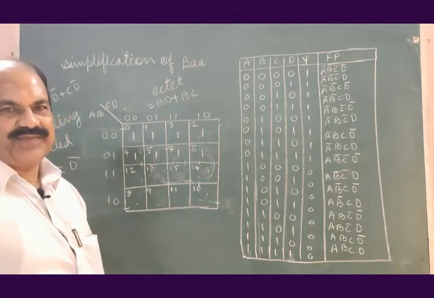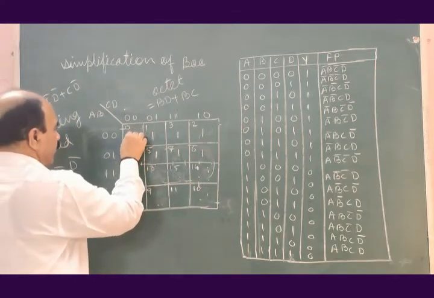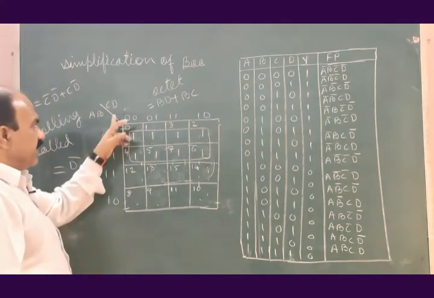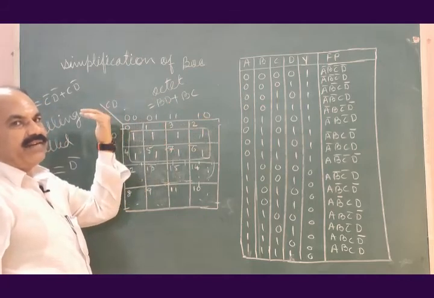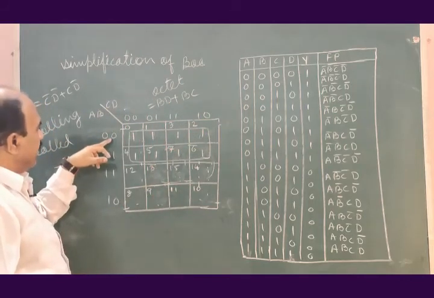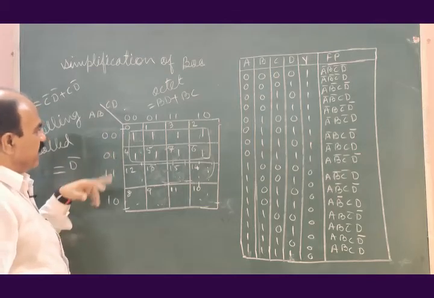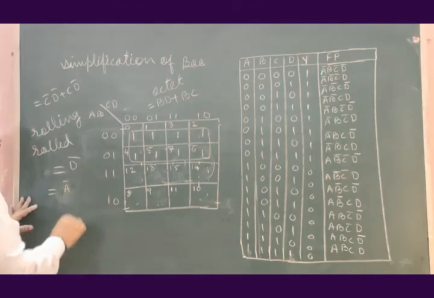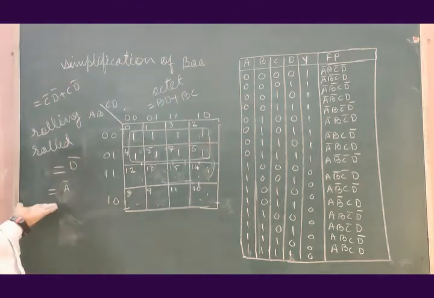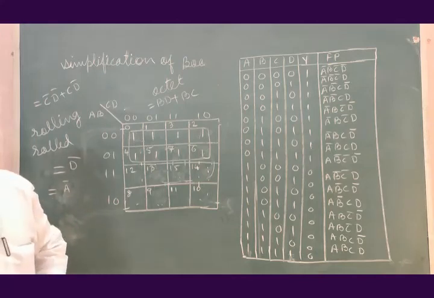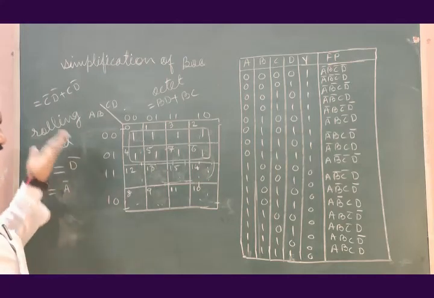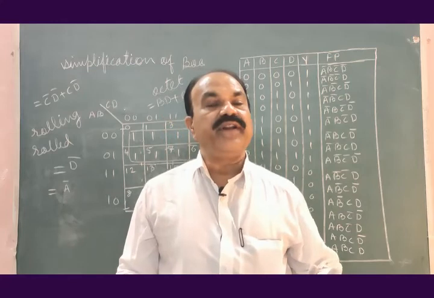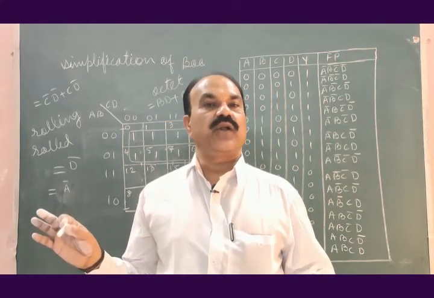Octet is formed, and when we form a group of all these 8 ones, C, D and their complements will go away, B and its complement will go away, only A bar is left. So the equation of this octet will be simply A bar. So this truth table is simply implemented by A bar, by simply a NOT gate. So this way we can simplify any Boolean expression using the Karnaugh map.